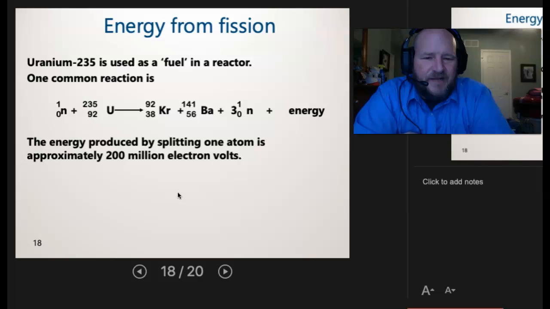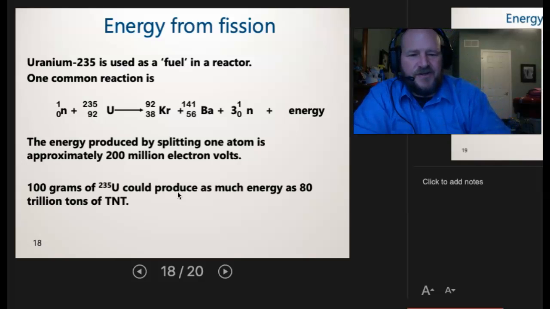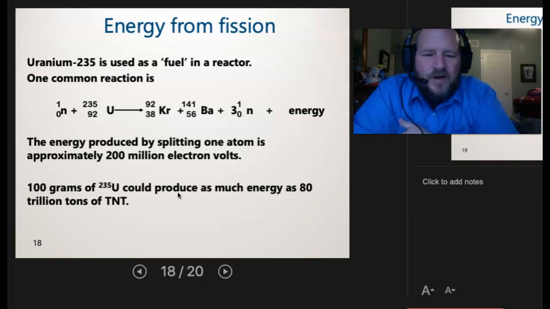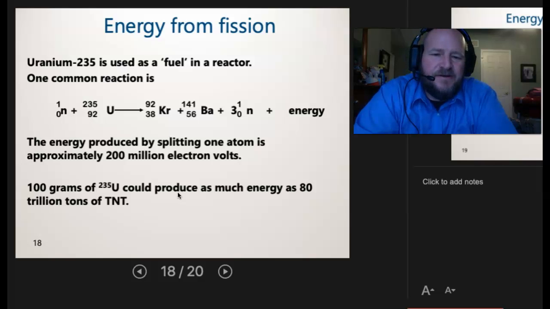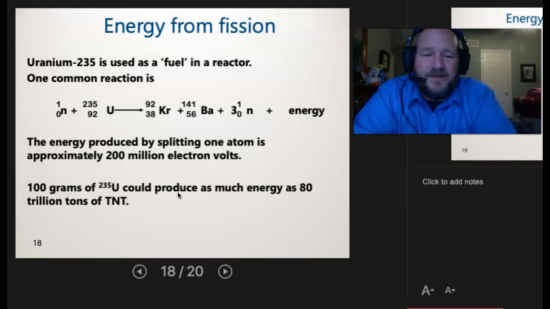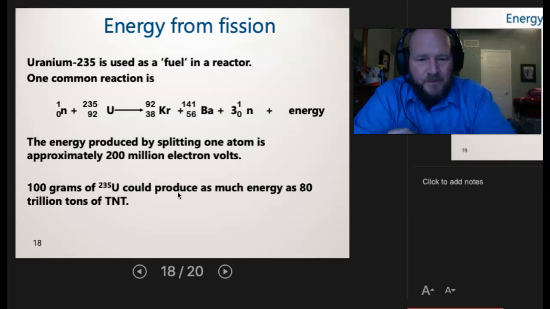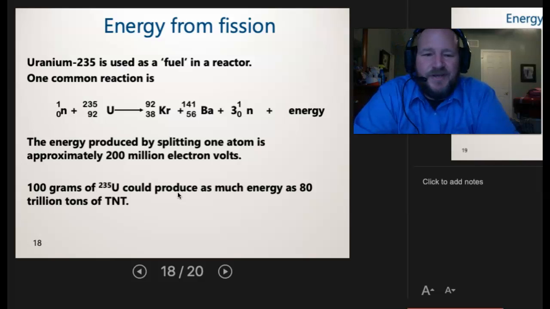Now, that might not mean a whole lot to us, 200 million electron volts, but let's try to give it an image. If you take 100 grams of uranium, you could use that 100 grams to produce as much energy as 80 trillion tons of TNT. So if you've ever seen an old Western movie where they take sticks of dynamite and blow up bridges or mines, or you've ever seen a mining excavation where they use TNT to blow up mines and pull the dirt out, things of that nature, 80 trillion tons of that would give you the same energy as 100 grams of uranium.